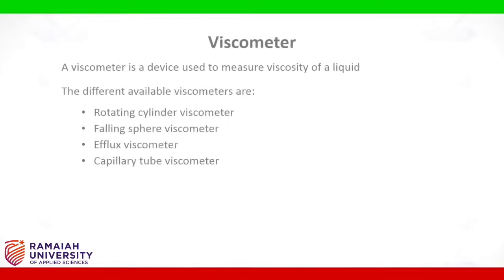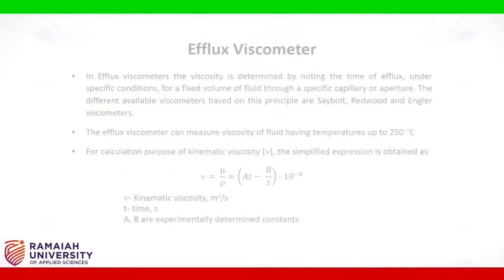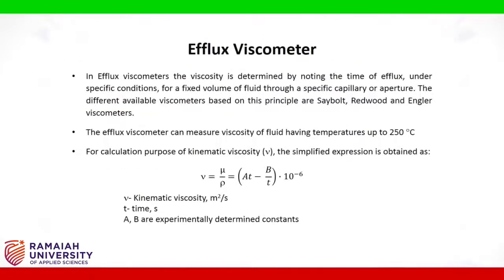A viscometer is a device used to measure viscosity of a liquid. The different available viscometers are rotating cylinder viscometer, falling spear viscometer, efflux viscometer, and capillary tube viscometer. In efflux viscometers, the viscosity is determined by noting the time of efflux under specific conditions for a fixed volume of fluid through a specific capillary or aperture. The different available viscometers based on this principle are Seybold, Redwood, and Engler viscometers.